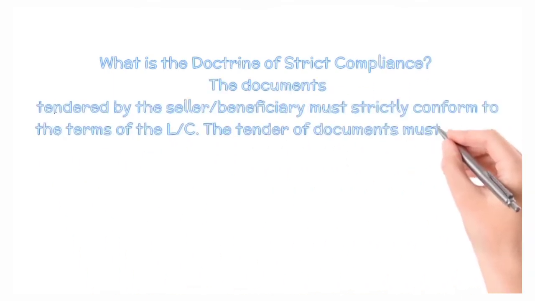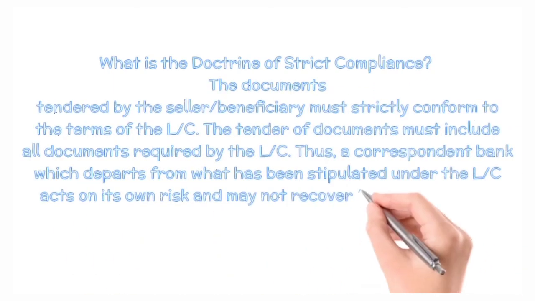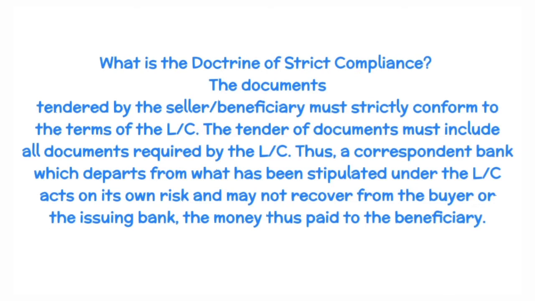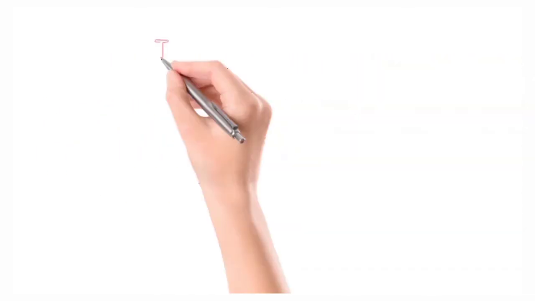What is the doctrine of strict compliance? The documents tendered by the seller, beneficiary must strictly conform to the terms of the letters of credit. The tender of documents must include all documents required by the letters of credit. Thus, a correspondent bank which departs from what has been stipulated under the letters of credit acts on its own risk and may not recover from the buyer or the issuing bank the money thus paid to the beneficiary.